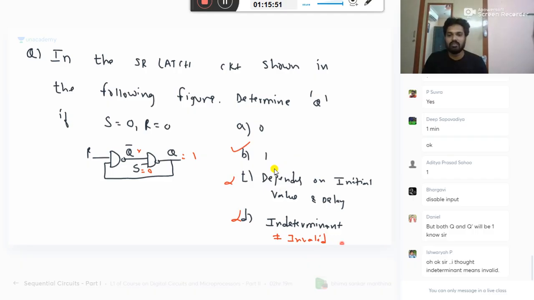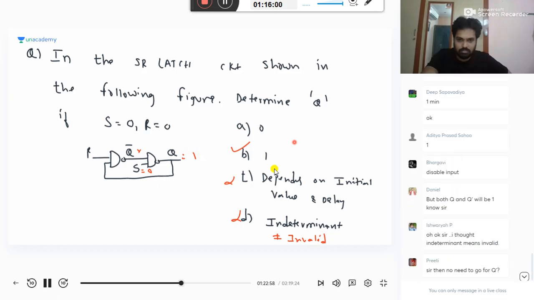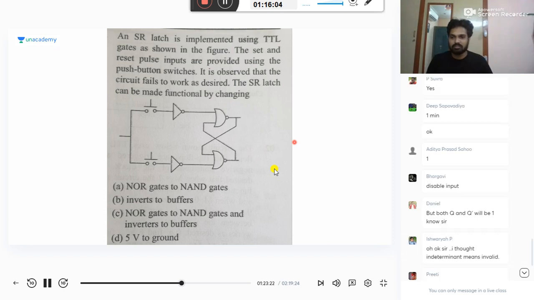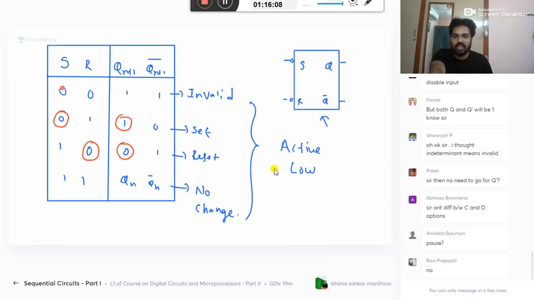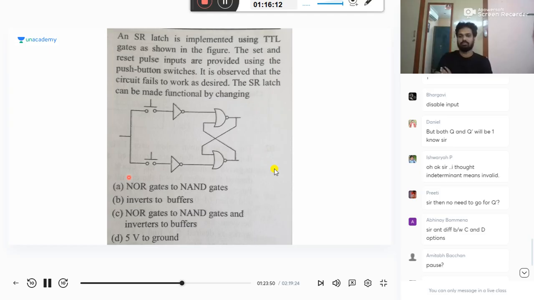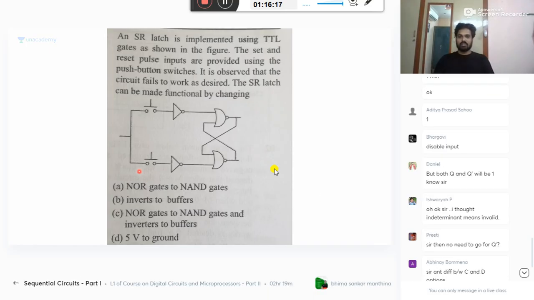So let's move a little further. Let's try one more question. The examiner doesn't give it like that. Even one. Previous gate question only. Just read.